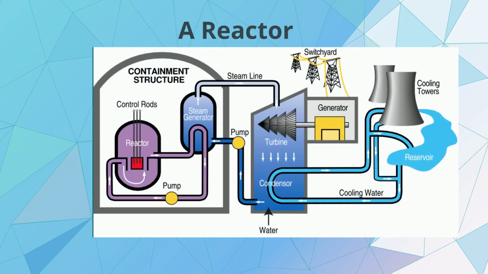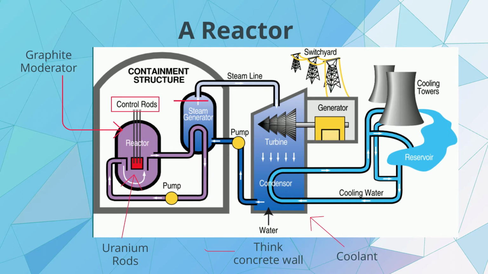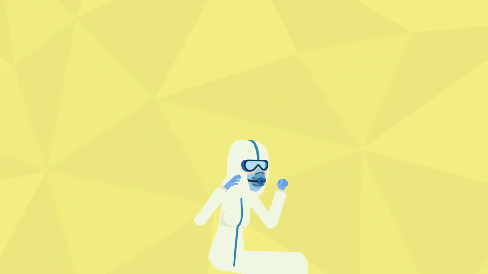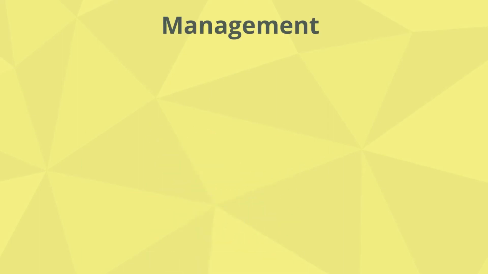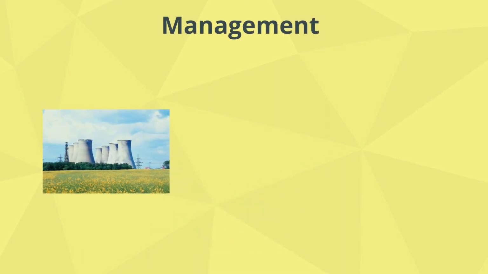As you can see in the systematic diagram of a nuclear reactor, there are several components that work coherently. There are the graphite moderator, uranium rod, control rod, coolant, thick concrete wall, steam generator, and turbine. We are almost there, so hold on as we are going to discuss the proper management of radioactive substances.